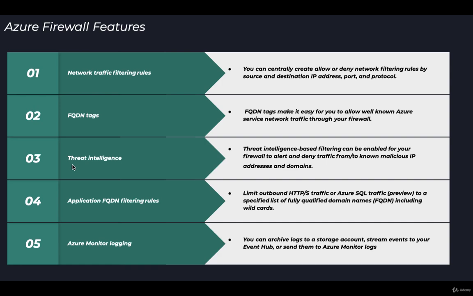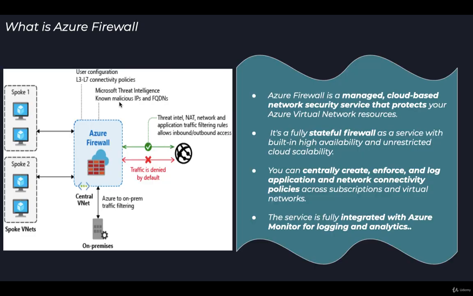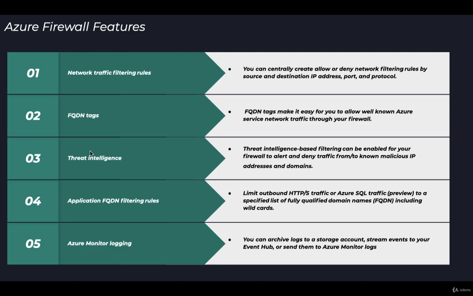Then we discussed threat intelligence in this particular diagram. There are Microsoft threat intelligence feeds: Microsoft gets data from a number of sources, and from its own analysis and machine learning capability it provides information on what kinds of IP addresses are malformed, or send viruses, or can be malicious for your organization. All those feeds you will get from here. Then there is application FQDN filtering, a feature that is still in preview.